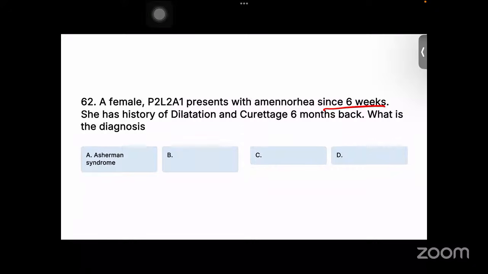The adhesions obviously obliterate the uterine cavity, which in turn prevents the normal proliferation and the menstruation. That's why she is developing amenorrhea after this D&C. Okay, so typically it goes for Asherman syndrome. If you have other options, we can rule out the amenorrhea differential diagnosis. Hopefully, we get that later.